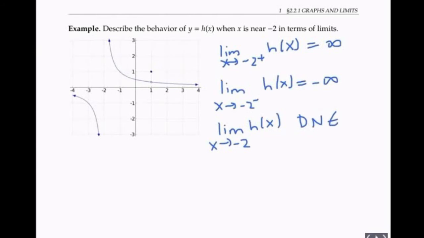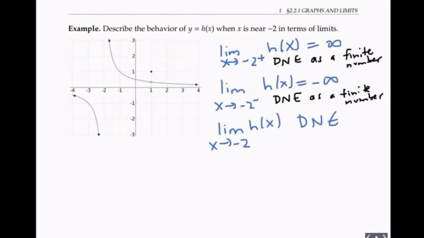I want to mention that some people say that the limits from the right and the left do not exist because the function does not approach any finite number. I prefer to say that these limits do not exist as a finite number, but they do exist as infinity and negative infinity.